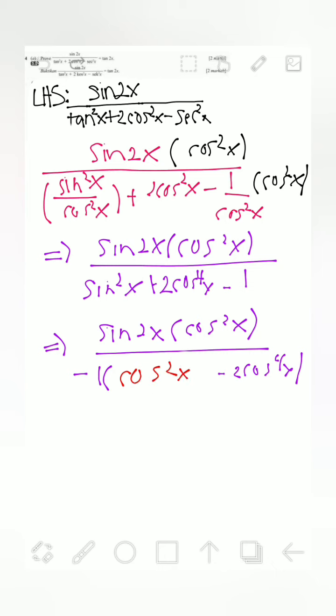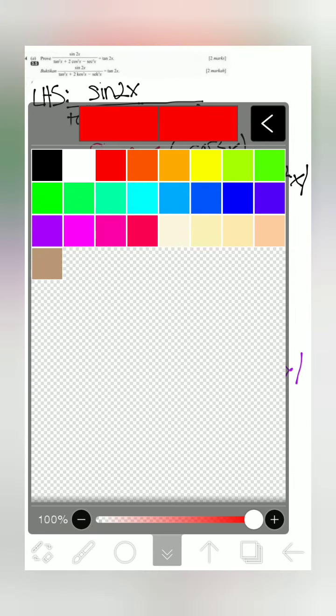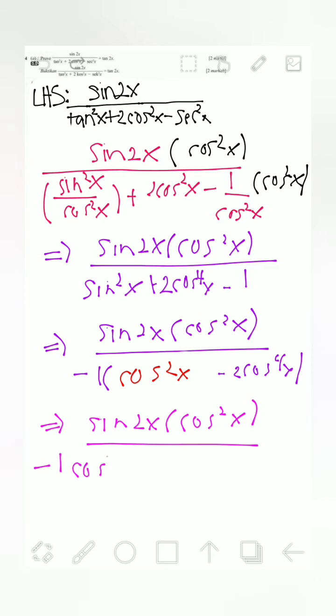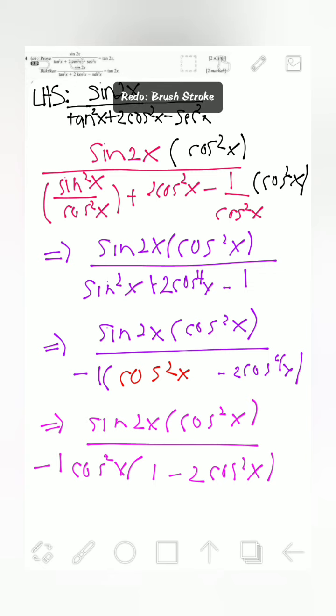And then I factor out cos square x, because we have two terms with cos square x. We can factor it. Sine 2x cos square x. Don't forget the negative sign. So we factor out the cos square x, and this becomes 1 minus 2 cos square x. We still have the cos square x there because this is cos to the 4th. We just take out the cos square x. So this simplifies to be like this, isn't it?